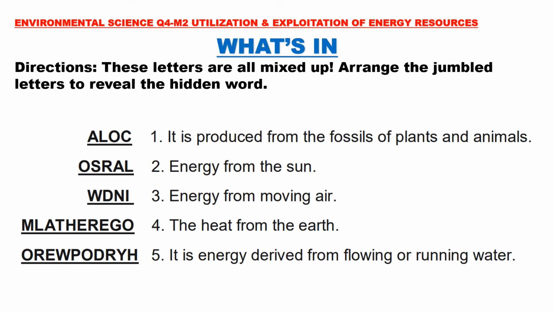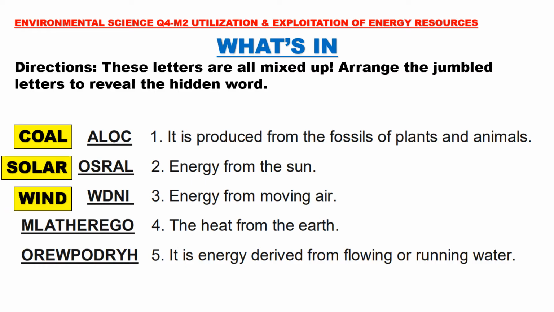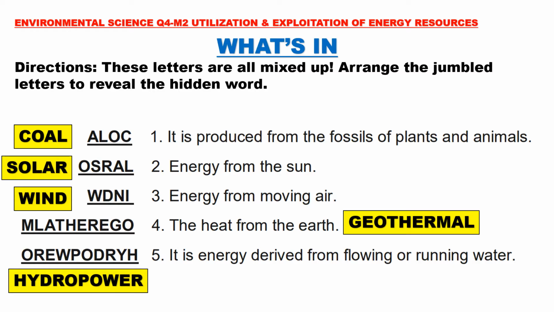What's in? These letters are all mixed up. Arrange the jumbled letters to reveal the hidden word. Number 1. It is produced from the fossils of plants. Answer: coal. 2. Energy from the sun. Answer: solar. 3. Energy from moving air. Answer: wind. 4. The heat from the earth. Answer: geothermal. 5. It is the energy derived from flowing or running water. Answer: hydropower.